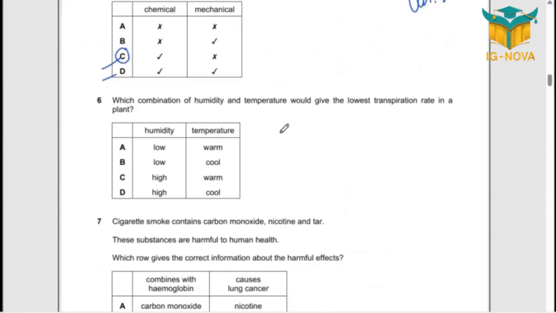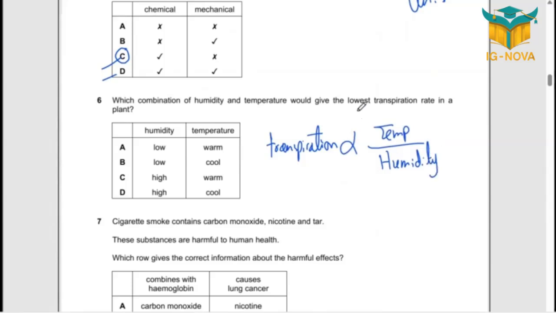Next one, which combination of humidity and temperature would give the lowest transpiration rate? Be careful, transpiration is inversely related to humidity. If I make a formula for transpiration versus humidity and temperature, temperature is the numerator and humidity is the denominator. So I need the lowest rate of transpiration. I need temperature to be low as well and humidity to be higher, inversely related. Temperature I need to be low, meaning cool, so I need option D.